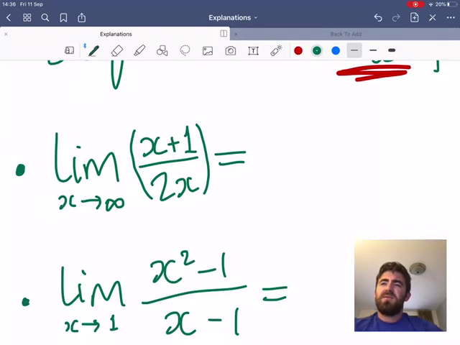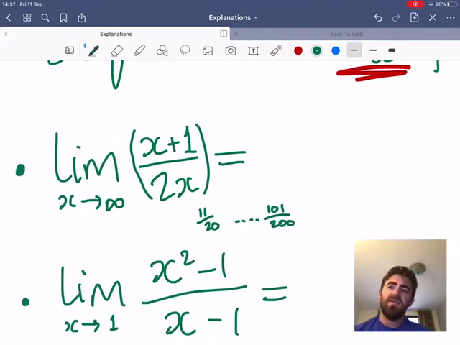Well, what we can do here is we can see some properties of limits. But first we can plug in a couple of numbers. If I plugged in x equals 10, I get 11 over 20. If I plugged in x equals 100, I get 101 over 200. Okay, and you might see sort of what fraction this is getting closer and closer to. But let's use some proper rules, properties of limits.